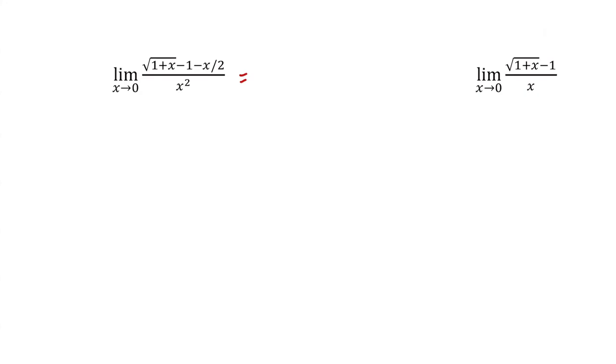So let's plug in 0. We get 1 plus 0 minus 1 minus 0 over 2, divided by 0 squared. Quick little check, these two cancel. This goes to 0 and that's 0. So indeed, this is 0 over 0.